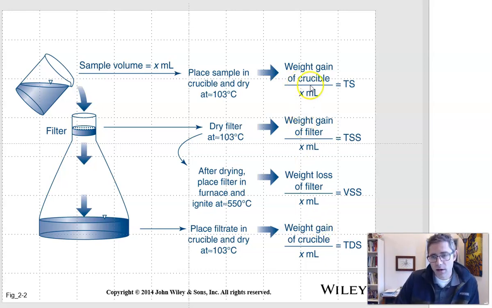Whatever those weights are, we're going to divide by how much we actually had of sample volume to get these measures. So total solids, total suspended solids, total dissolved solids, they're all in like milligrams per liter.